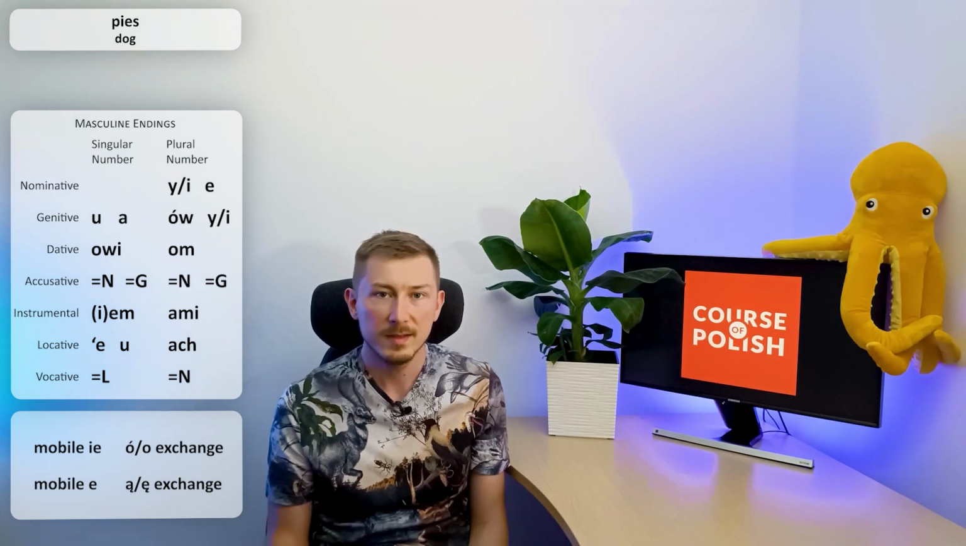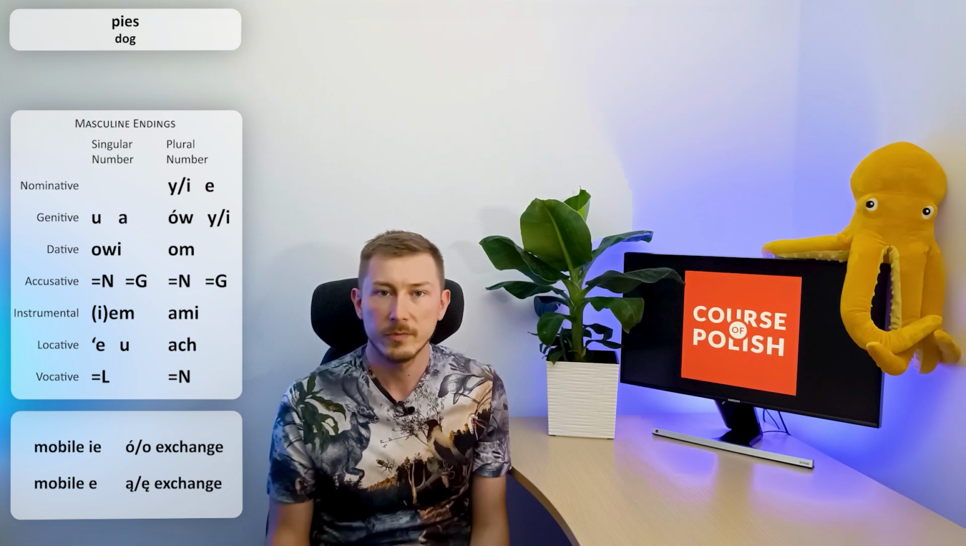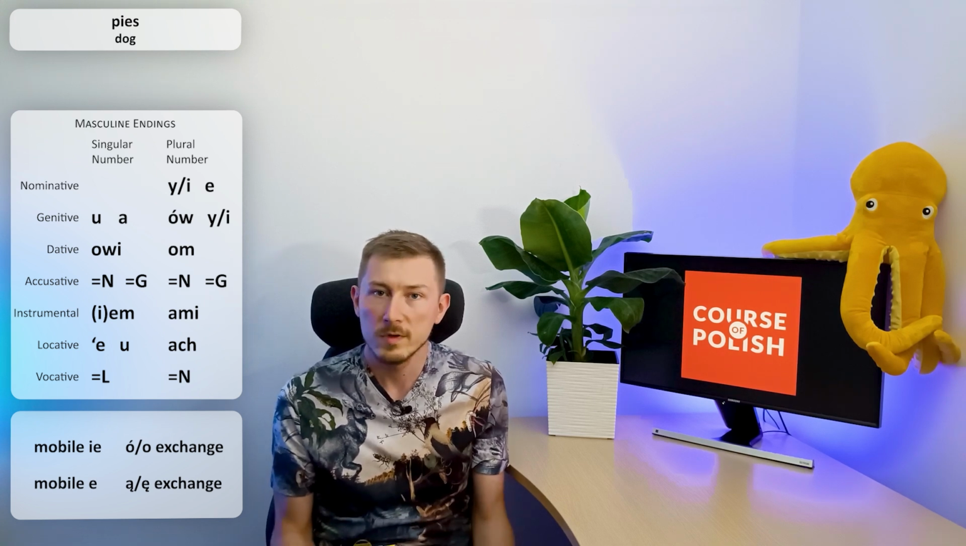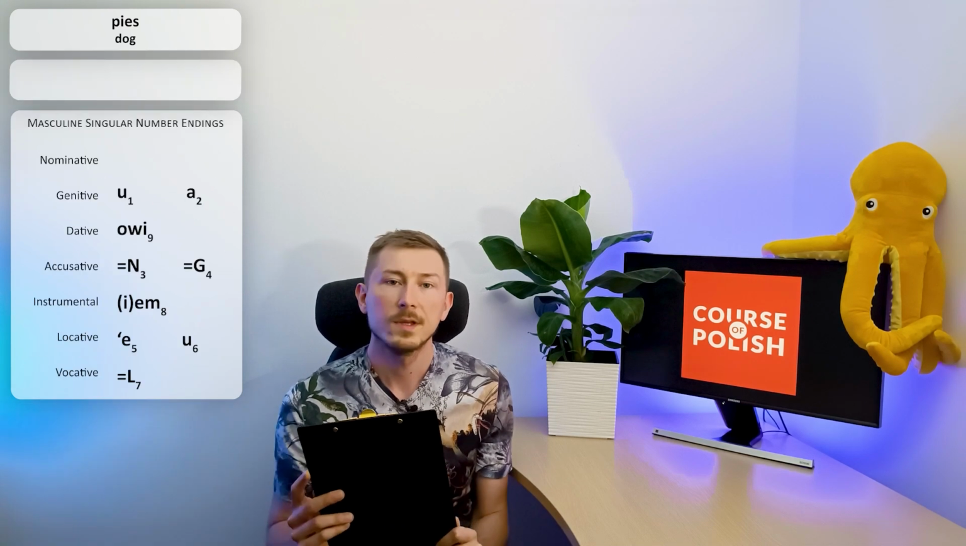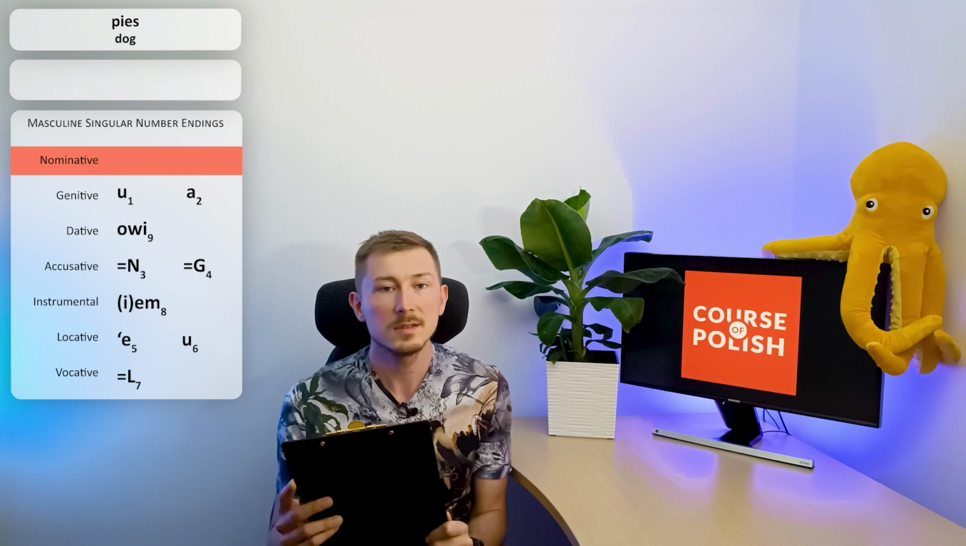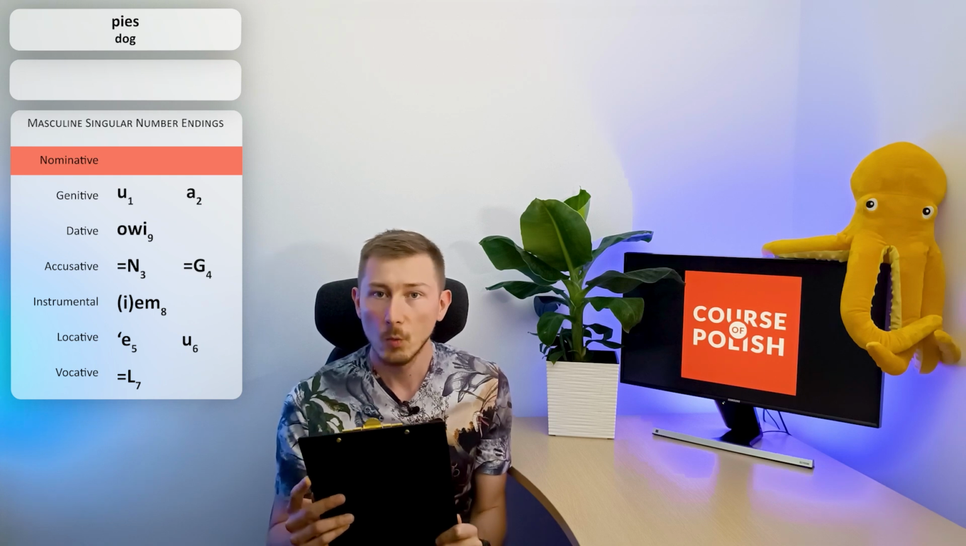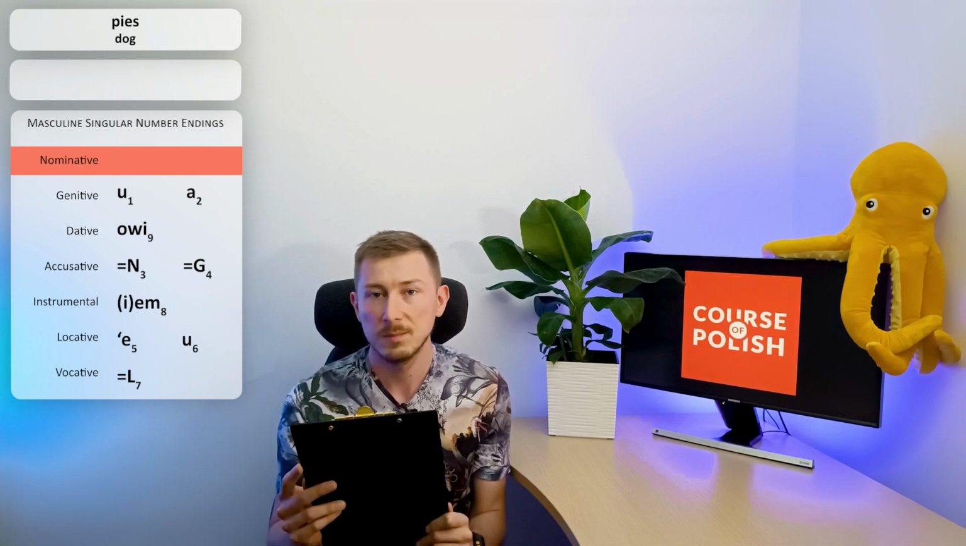Our word pies has the mobile IE irregularity, so during declension we will have to remove these letters from the stem. So now, with all this knowledge, we can start the declension. The first case, nominative case, is the form that you can find in dictionaries. We don't have to do anything, it's just pies.